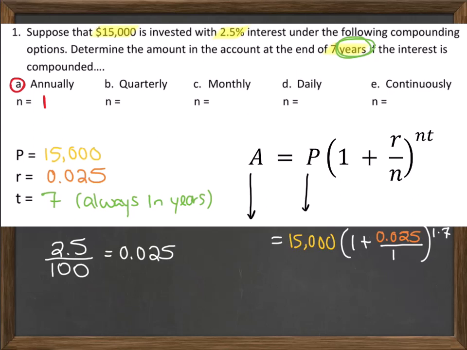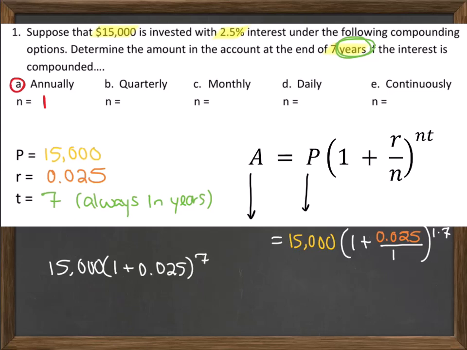So let's try to simplify this before we try to type it into our calculator. So this is going to be 15,000 times 1 plus 0.025 raised to the 7th power. Well, I can simplify that a little bit more. So I have 15,000 times 1.025 raised to the 7th power.